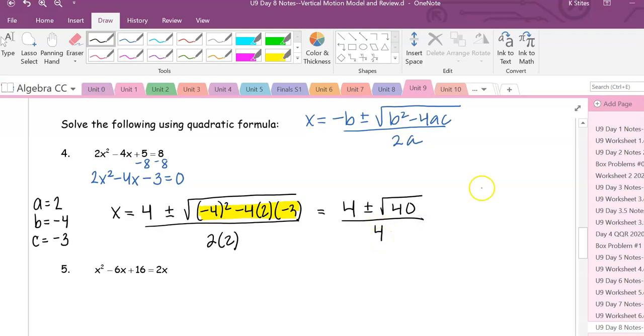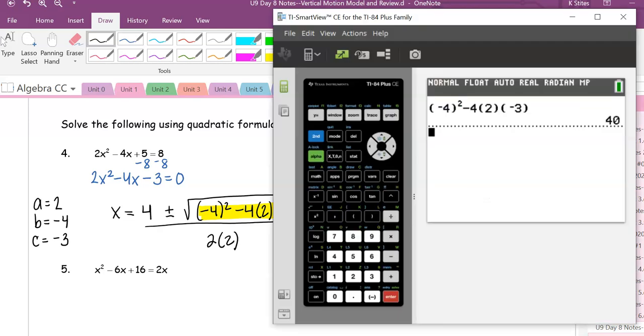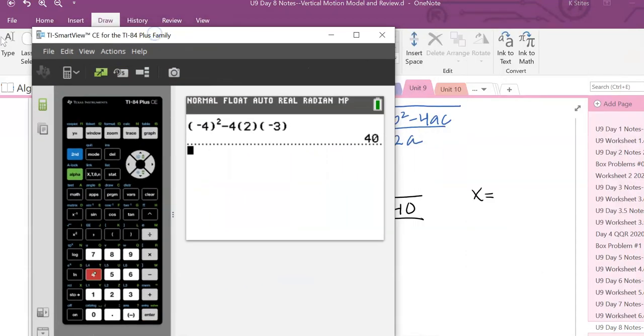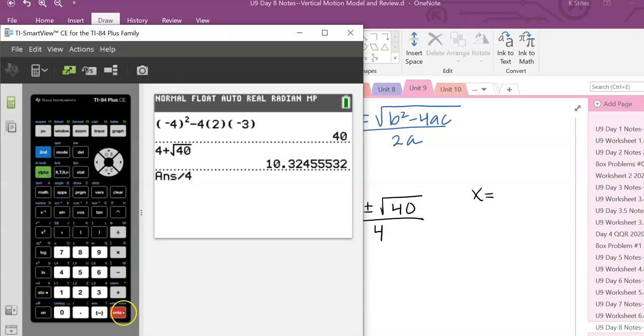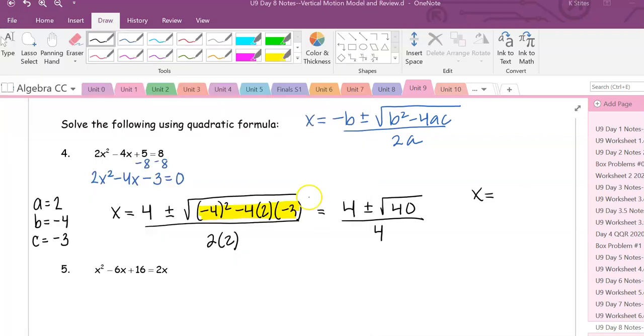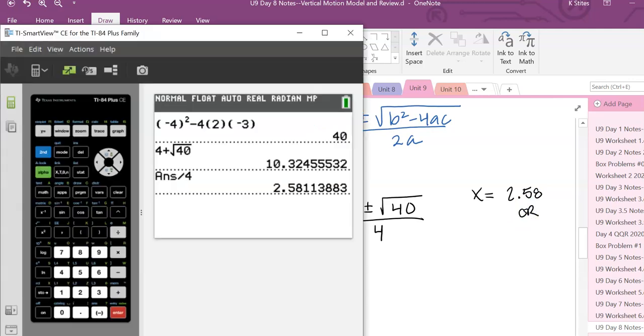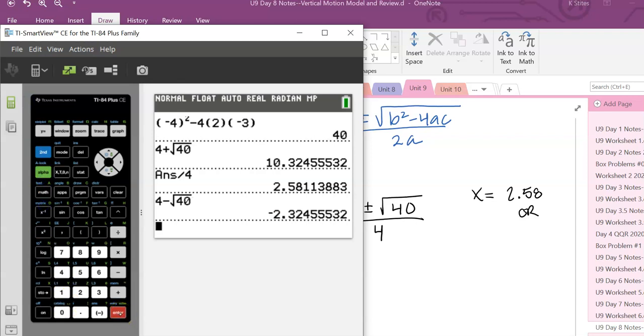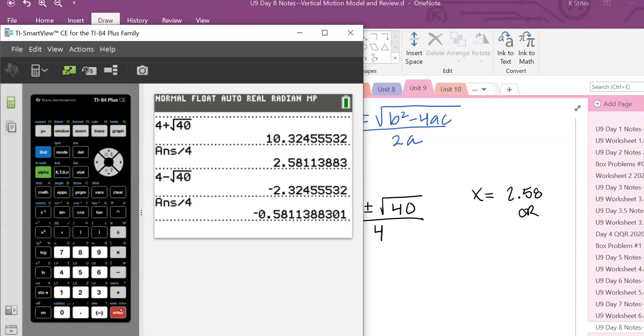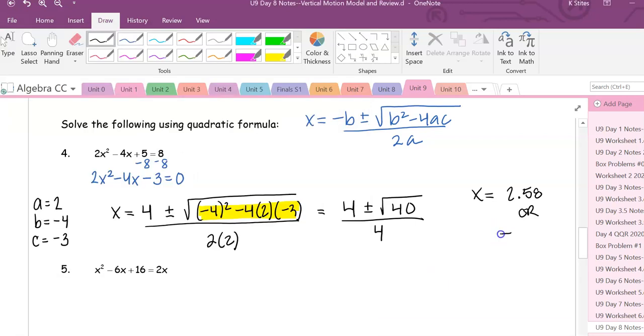And finally, I'm going to type this whole thing into my calculator. So I have 4 plus square root 40, enter, divide by 4. So my first answer is 2.58. Or, now I do it again, 4 minus square root 40, enter, divide by 4. Don't forget that division step, -0.58.